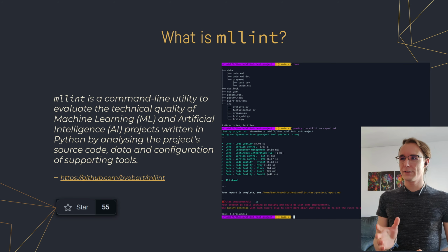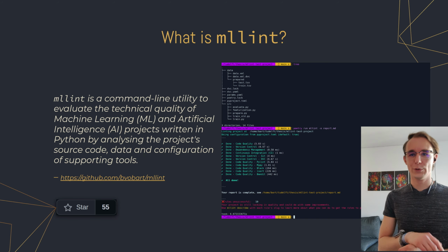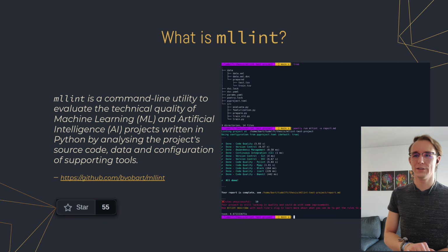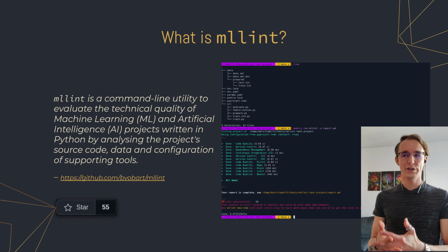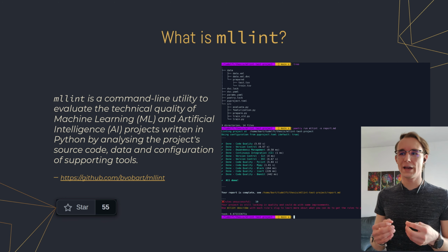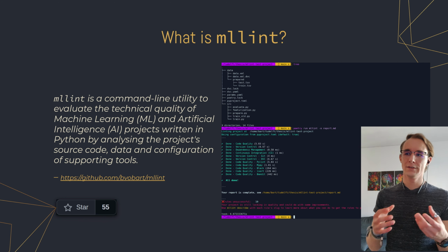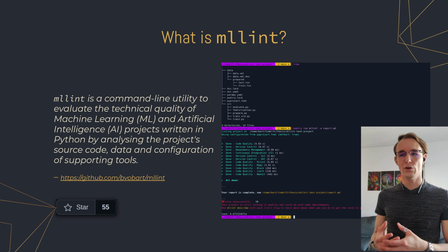Now, what is mllint really? Mllint, in a formal definition, is a command line utility to evaluate the technical quality of machine learning and artificial intelligence projects that were written in Python, and it does so by analyzing the project source code, the data, and the configuration of supporting tools. Now, mllint is open source. You can find it on GitHub, and it has 59 stars as of this recording.